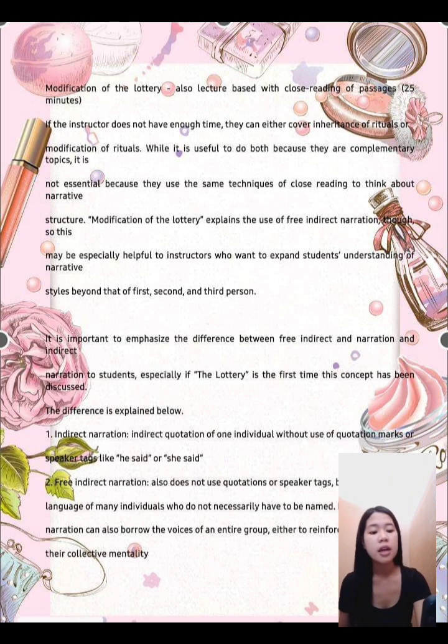Indirect narration is the quotation of one individual without the use of quotation marks, with speaker tags like he said or she said. Free indirect narration also does not use quotation marks or speaker tags but borrows the language of many individuals who do not necessarily have to be named. Free indirect narration can also borrow the voices of an entire group, either to reinforce or criticize their collective mentality.